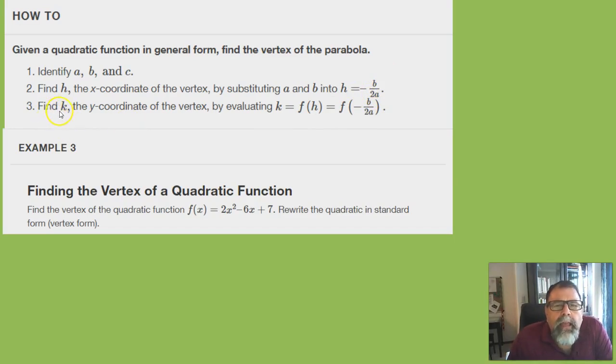And then to find k, they also worked out a formula for it, but most people, including me, don't try to memorize it. I just say, okay, once I know what the h is, what that x-coordinate is, I just plug it into the function and work it out, and then that gives me my k value. All right, so let me show you how I do it.